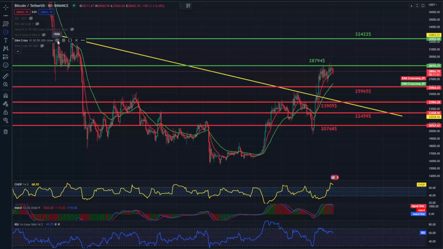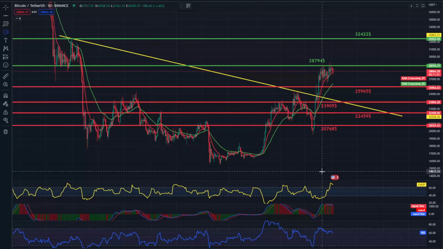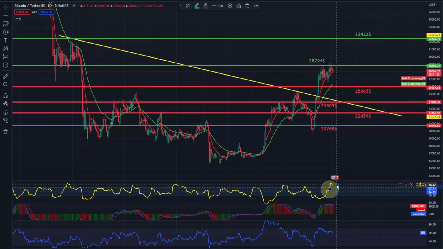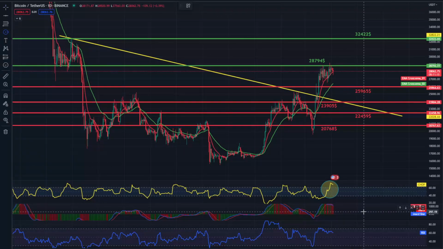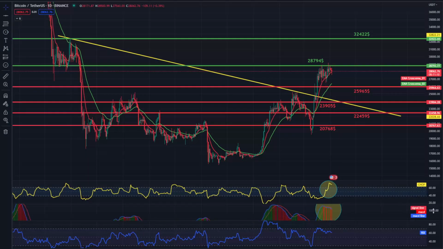As we can see, the EMA cross 10 and 30 indicate an ongoing uptrend. Please pay attention to the CHOP index, which indicates that we have a lot of energy for the upcoming move. The MACD indicator indicates entering a local downtrend, while the RSI is in the process of a slight rebound, but there is still room for a deeper correction.